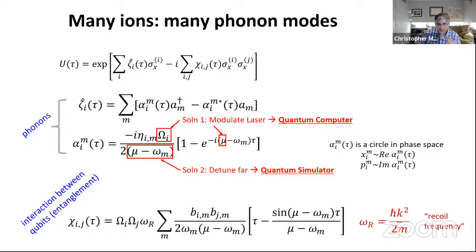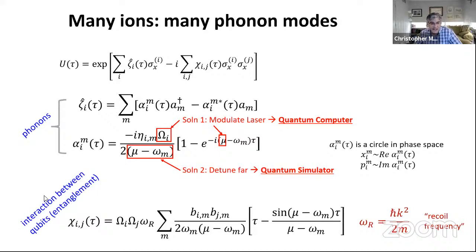Now I want to cover a second way in which we use this interaction. In a sense, it's a lot easier. This is so-called solution number 2. Instead of shaping the laser pulses so that the phonons decouple at the end of the interaction, we're going to make an approximation where the phonons are always decoupled. Or a more accurate way to say that is that they're only virtually coupled. We can do this by making sure that our laser is detuned really far from all of the normal modes. Then we are exciting the harmonic oscillator modes, but only very weakly.